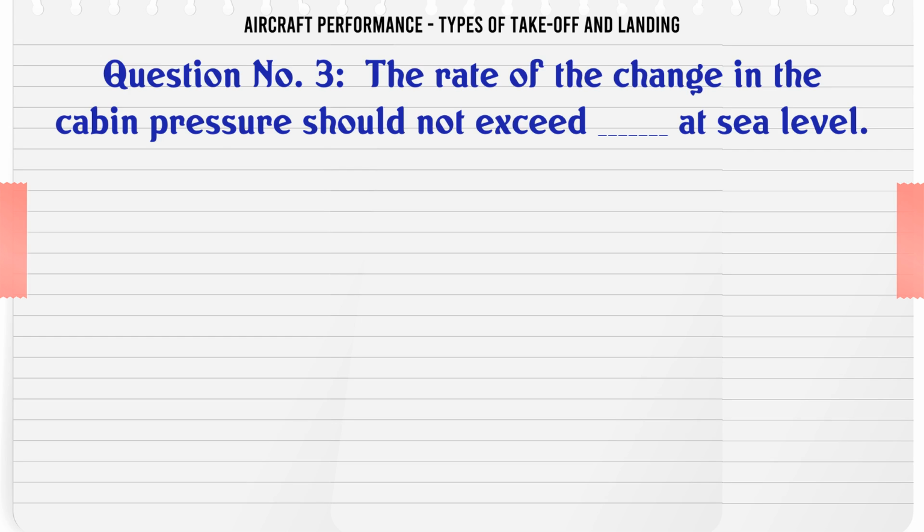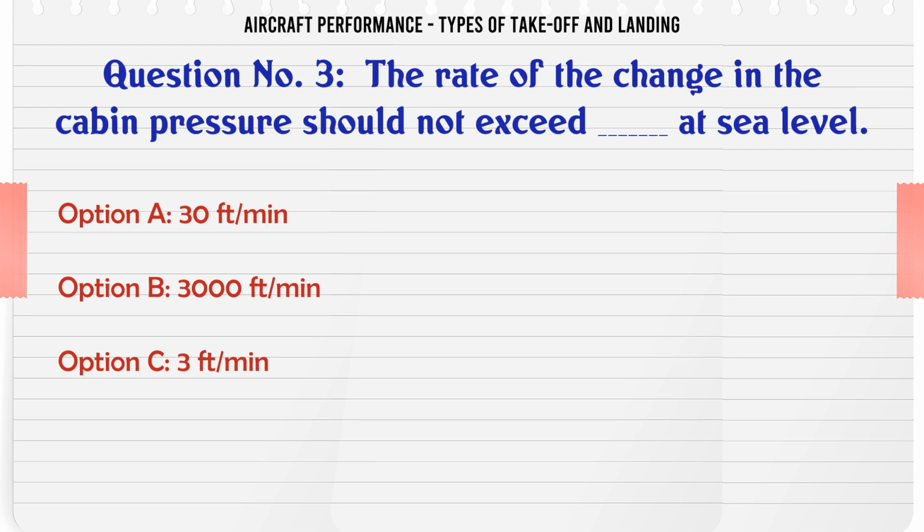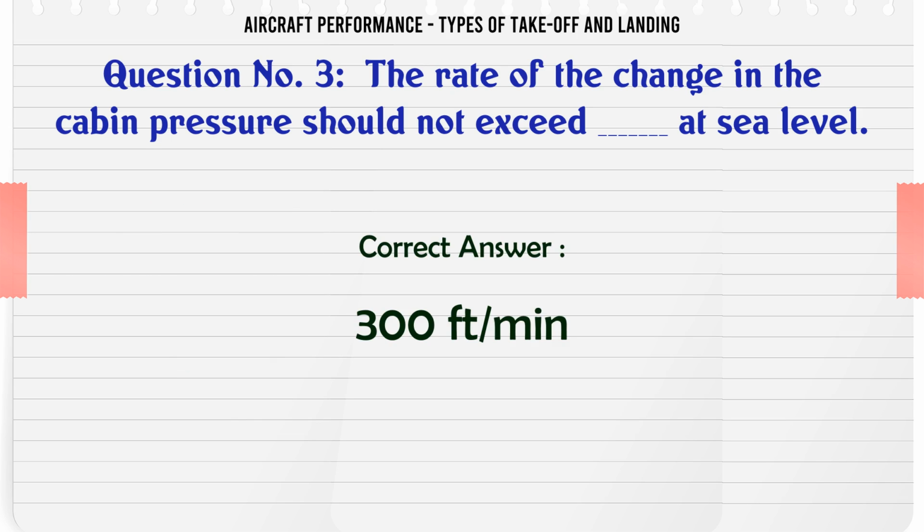The rate of the change in the cabin pressure should not exceed what at sea level? A: 30 feet per min. B: 3000 feet per min. C: 3 feet per min. D: 300 feet per min. The correct answer is 300 feet per min.